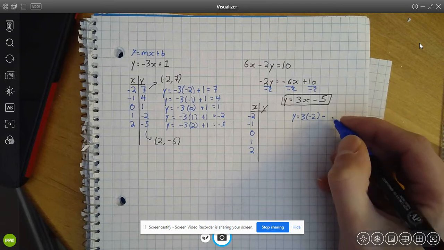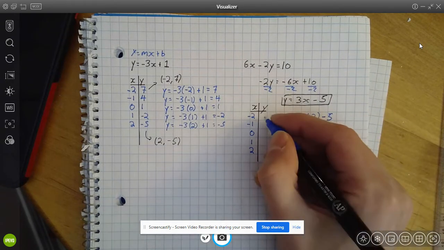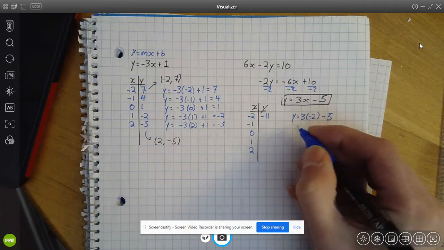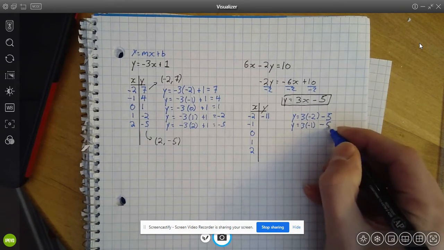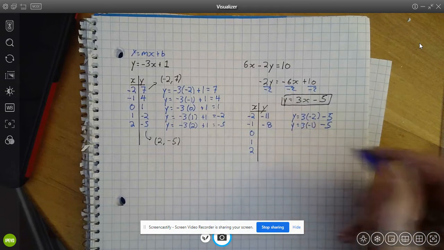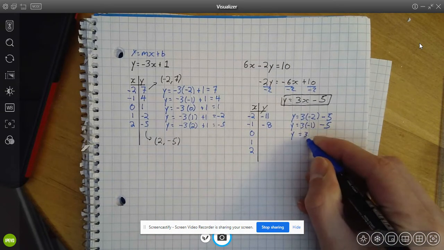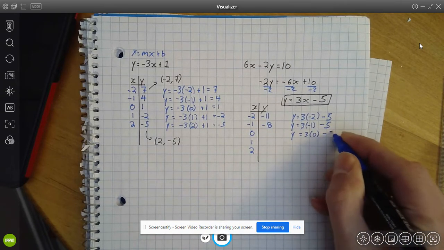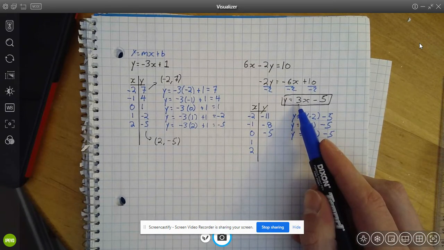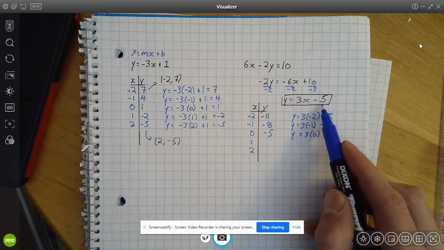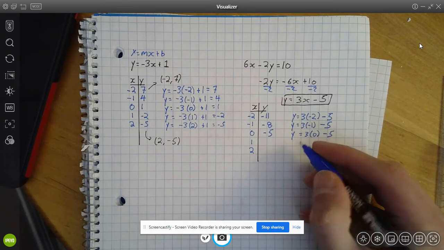3 times -2 is -6. Take away 5 is -11. Then I have -8. And again, see if you can notice a pattern. Do you see this number showing up anywhere in the table? Do you see this number showing up in the table or in a pattern that you notice?